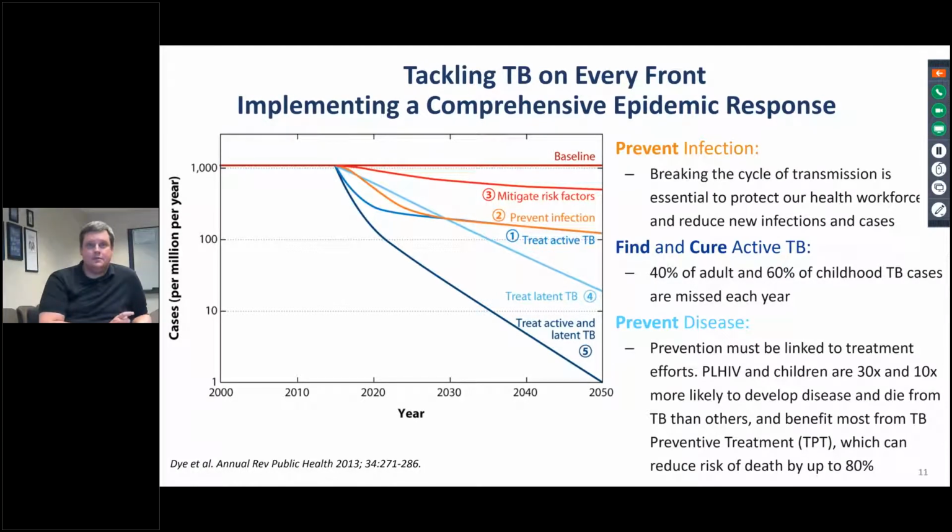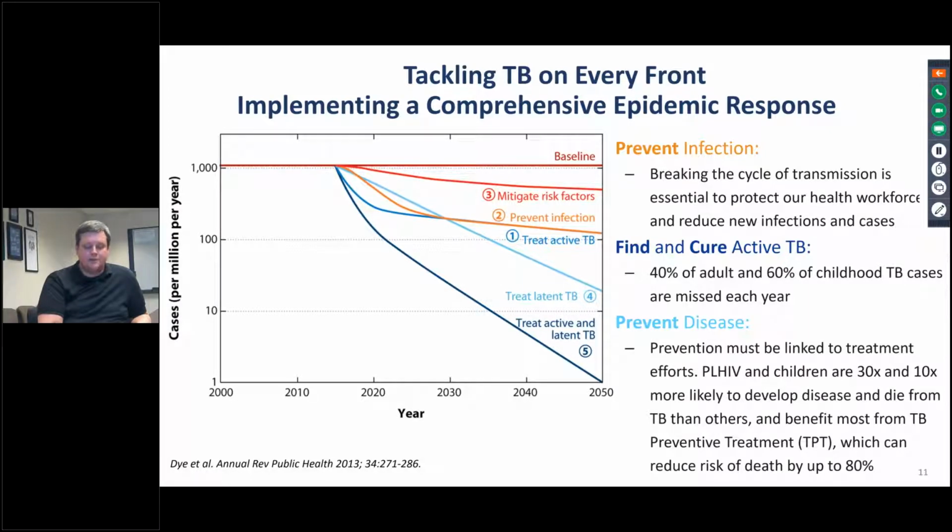To reach the global targets outlined in the End TB strategy, we must change the trajectory of the TB epidemic and bend, or even better, break the TB incidence and mortality curve by addressing the drivers of this global epidemic, which include missing TB cases, HIV-TB co-infection, and drug-resistant tuberculosis. 40% of adult and 60% of childhood TB cases are missed each year. People living with HIV are 30 times, and children are 10 times more likely to develop active TB disease and to die from TB than others.